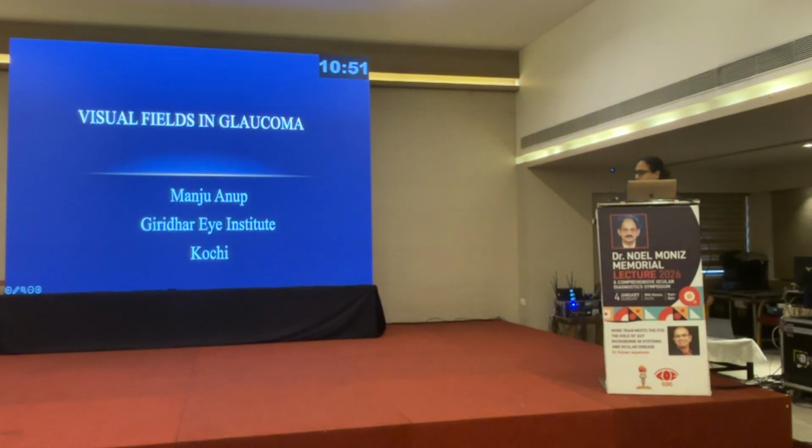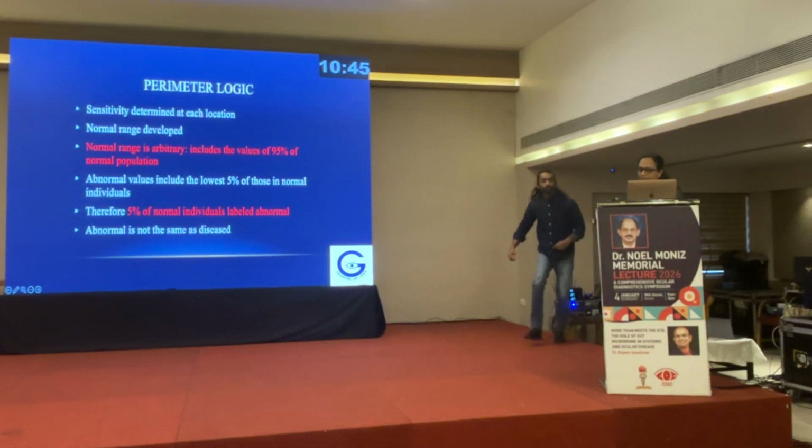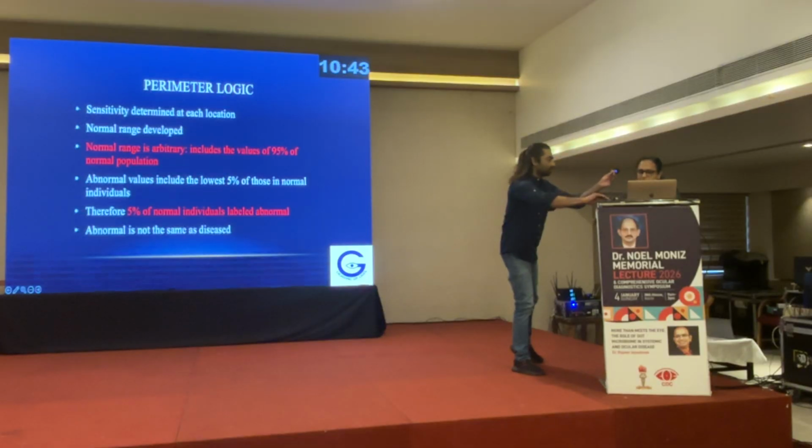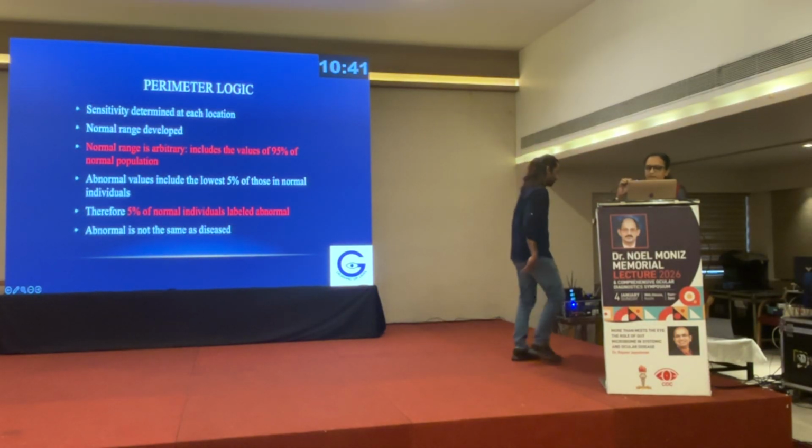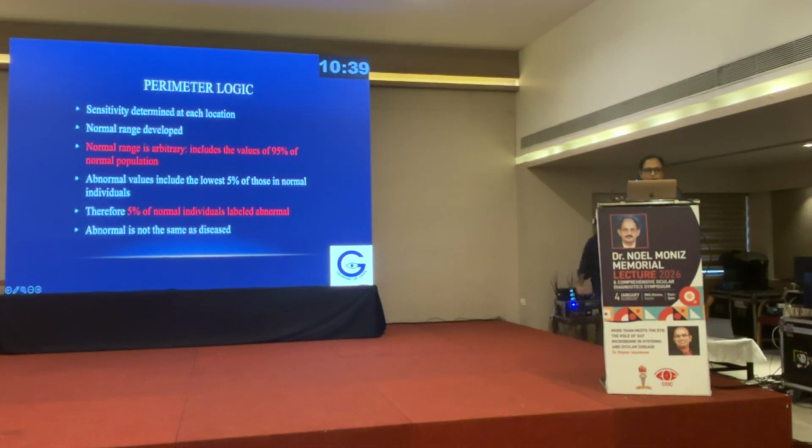Very good afternoon to all. I'll be talking on visual fields in glaucoma. Let's start with an important point. About 5% of the normal individuals may show abnormal results on perimetry. So this means not all abnormal fields indicate disease.